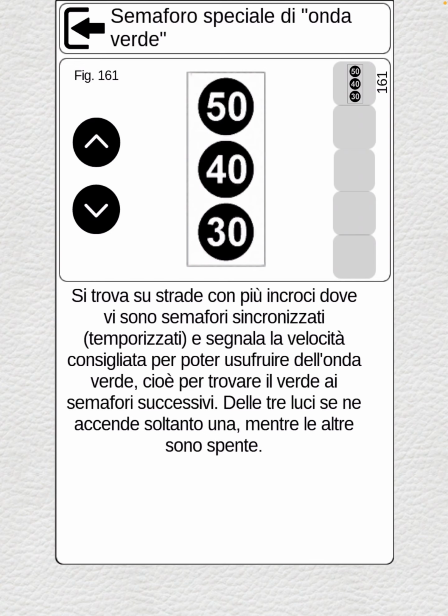If you are running 30, 40, 50, before you get close to the other one, it will show green for you. Everyone will open for you with green. But if you drive at a higher speed, before you get to the other one, it will stop you and show red, because you are going more than the speed they indicate there. It's not obligatory to drive this speed. It's not that you must run this speed. That is the meaning of semaforo speciale onda verde.